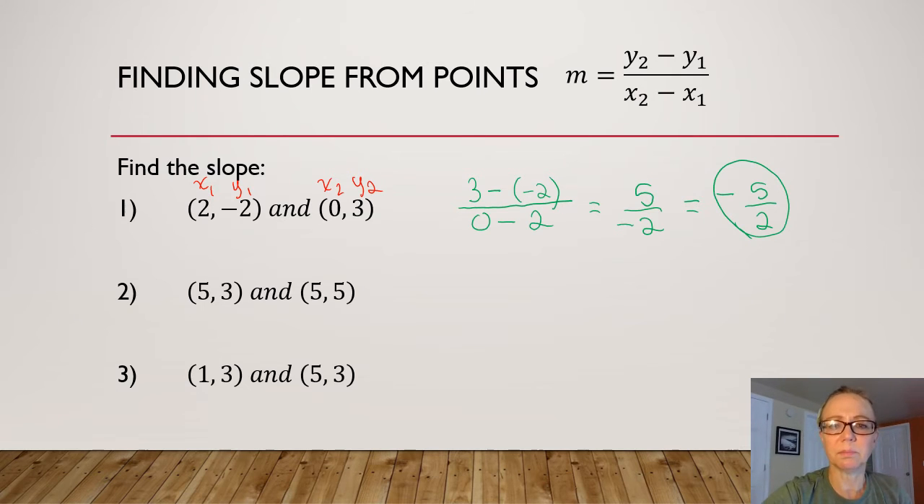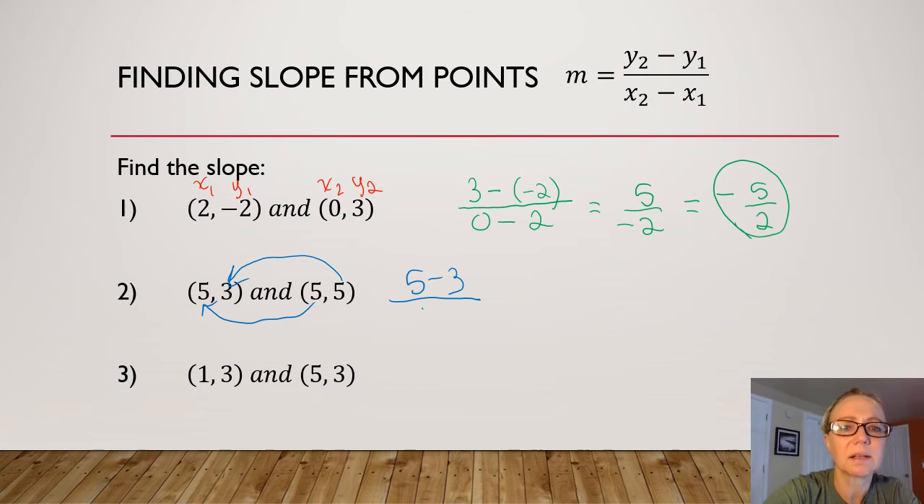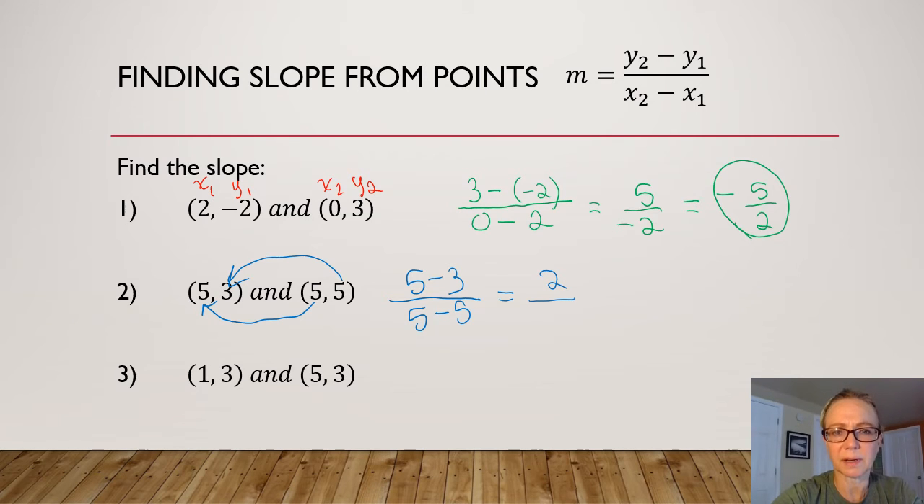In the next problem, I'm not going to label x1, y1, x2, y2 this time. I'm just going to draw little arrows. So I'm going to start by taking 5 minus 3, and I'm going to divide by x minus x, which is 5 minus 5. 5 minus 3 is 2, and 5 minus 5 is 0. Division by 0 is undefined. So undefined, this must have been a vertical line.